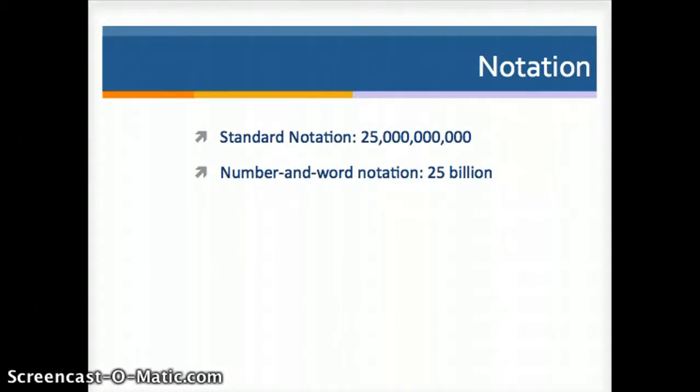Standard notation would be 25,000,000,000, as you can see right here, and the number and word notation would be 25 billion. Again, it's a quicker and easier way to write the standard notation.